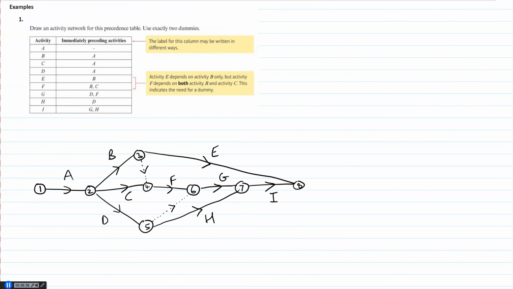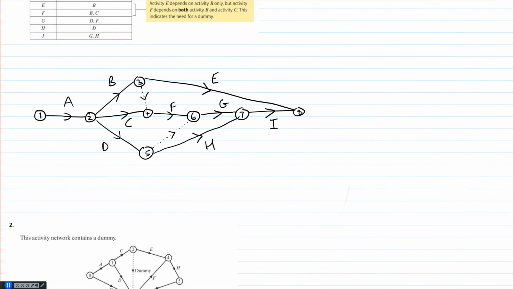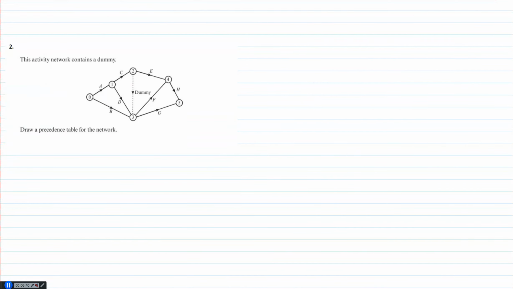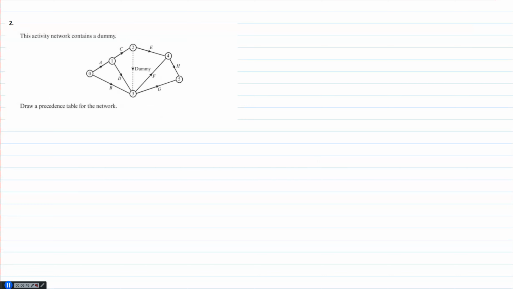Remember, you can pause the video and you can slow it down if you need to after I've spoken, so you can think about it. This activity network contains a dummy. Draw a precedence table. So here we're just doing it kind of backwards. So again, we're going to have our list of activities and our depends on.